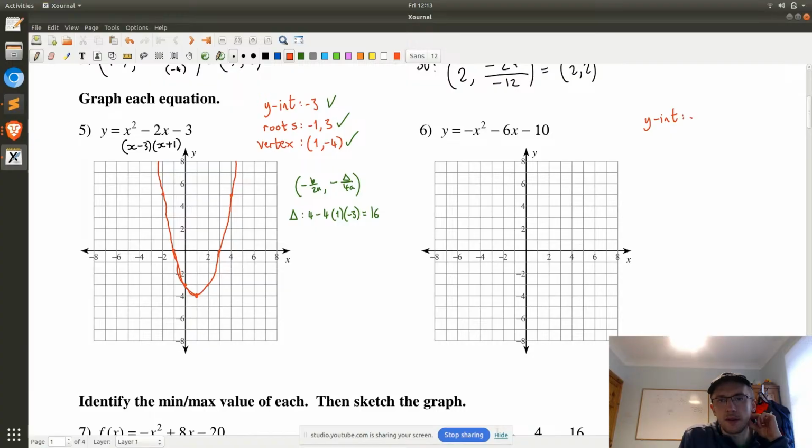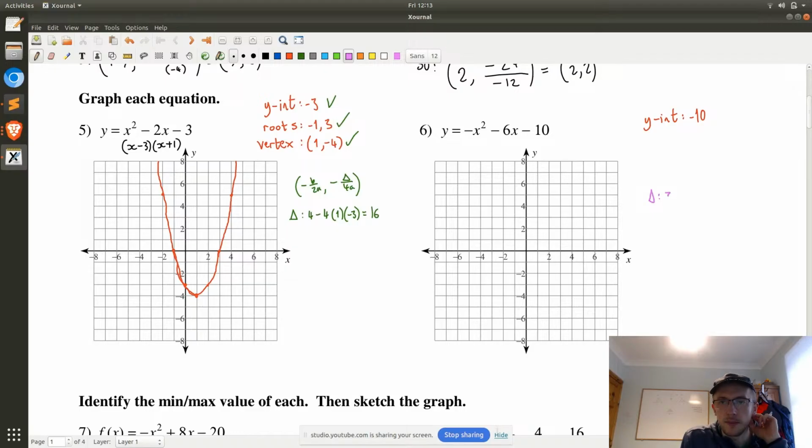The y-intercept would have to be negative 10. Now the roots, well, it's not factorizable, is it? So by the quadratic formula, minus b plus or minus the square root of b squared minus 4ac all over 2a. So find the discriminant first.